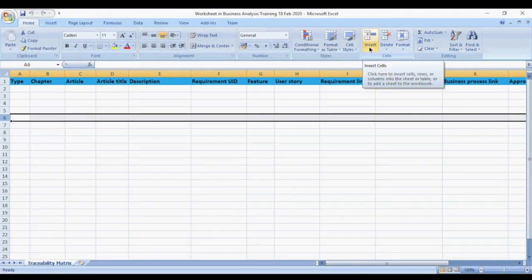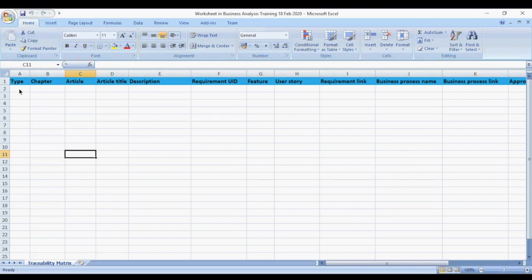Depending on the organization that you work for, some organizations use software like Sparks to do the requirement traceability, but most times you use Excel. So this is just a sample of one that I've put together. It could be a regulatory project.